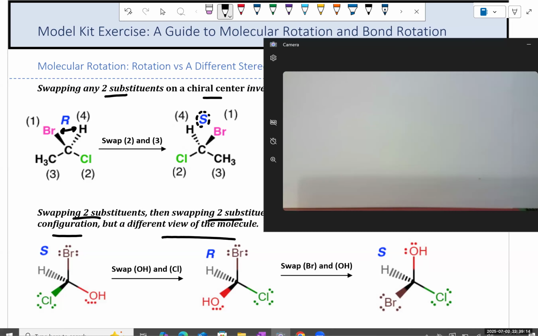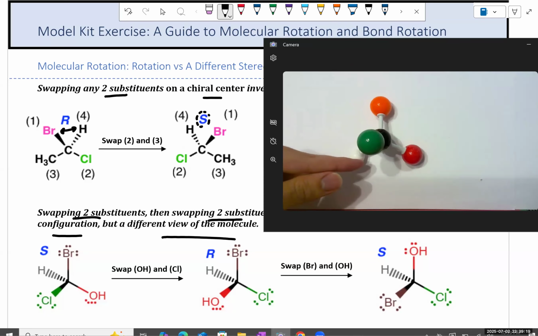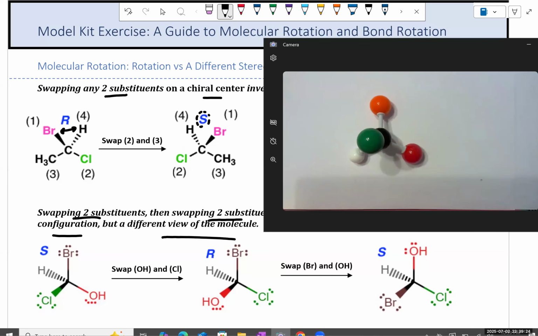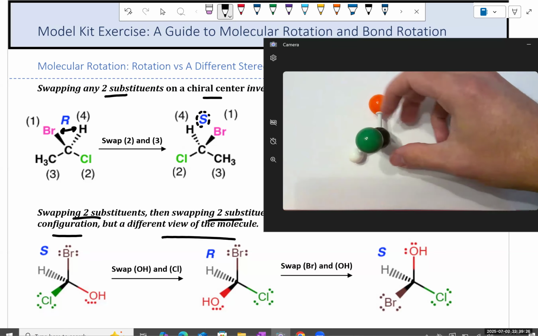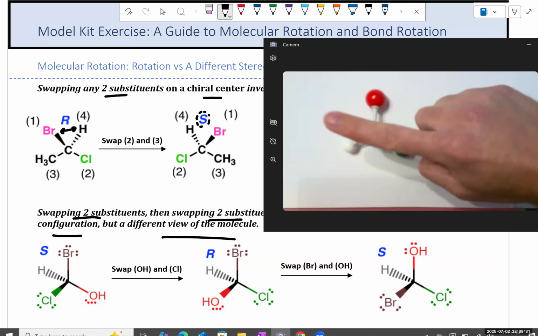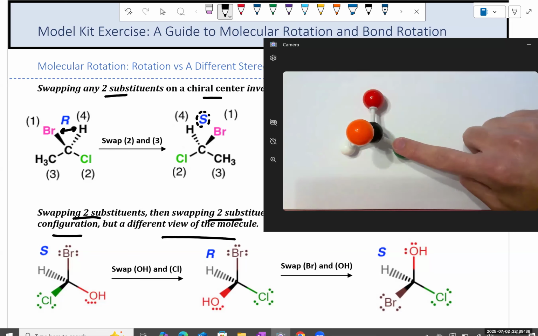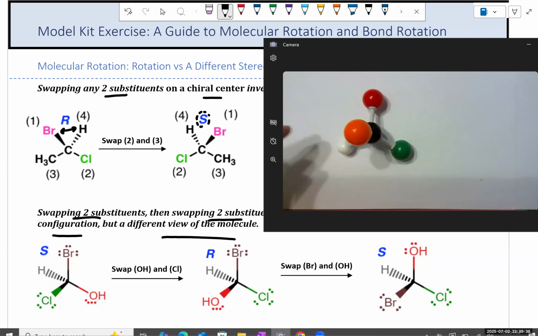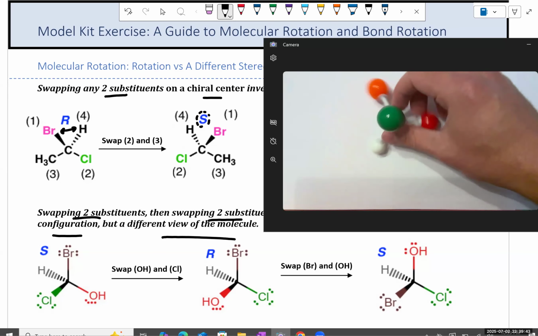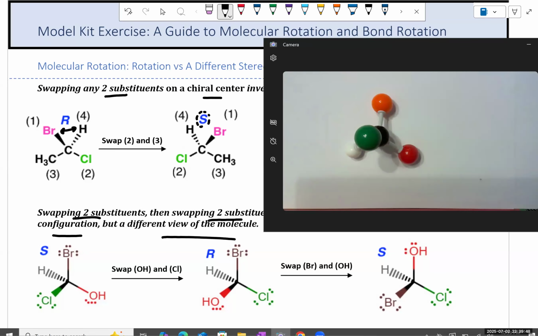So here is our model kit. Here the chlorine is pointing towards us, the hydrogen's pointing away from us. Here's the bromine, here's the alcohol. Now, if I want to rotate it so that the bromine's in front, I can do just that. Now we have the bromine wedged, the alcohol is pointing up, the chlorine is pointing to the right, and the hydrogen's in the back. So as we can see, we've converted between these two depictions via rotation.